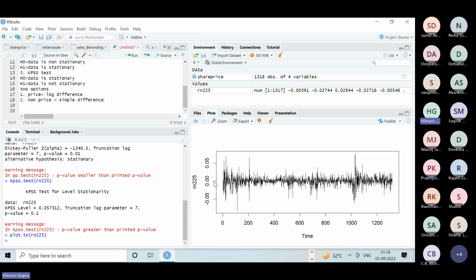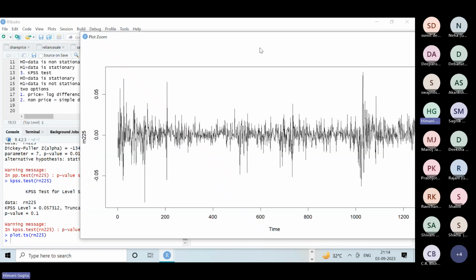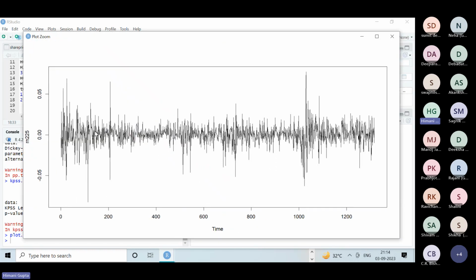Now from 0, if I'm going to draw a straight line, all the values will fall on 0. That means my mean is constant. But my variance is not constant. You will see the spikes, and you will not see constant spikes throughout. Sometimes the spikes are bigger and sometimes smaller. So this is the volatility of your share prices.